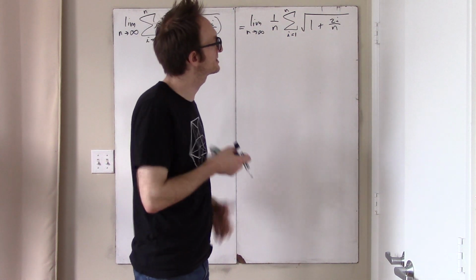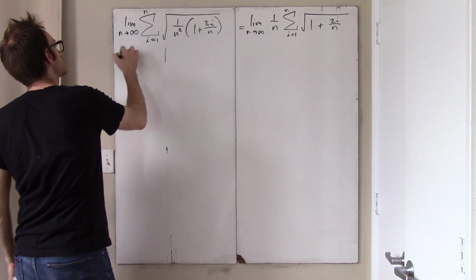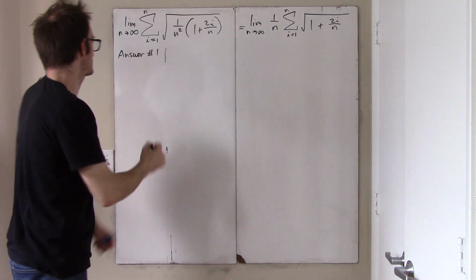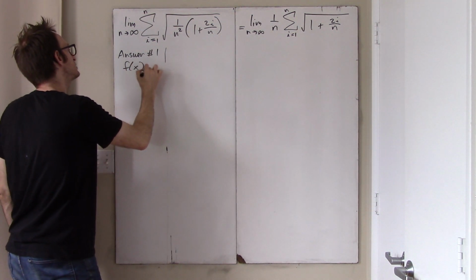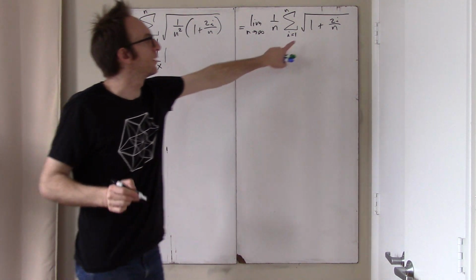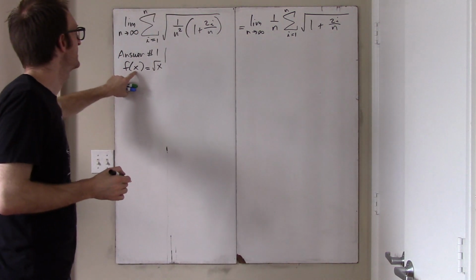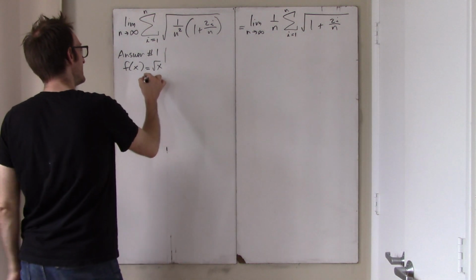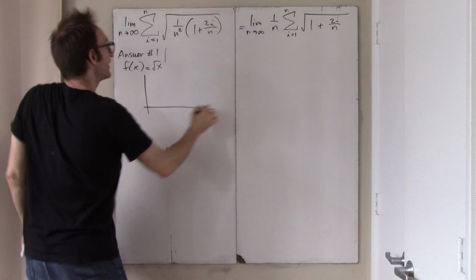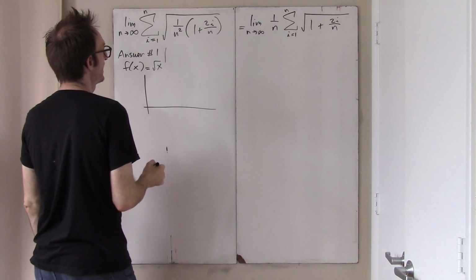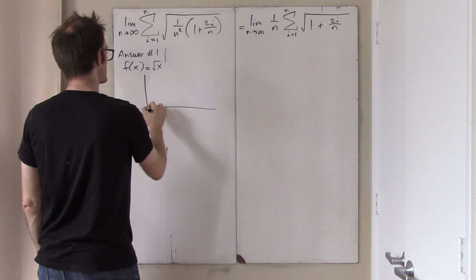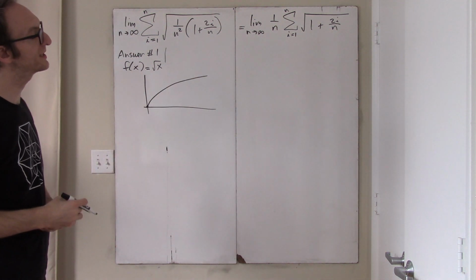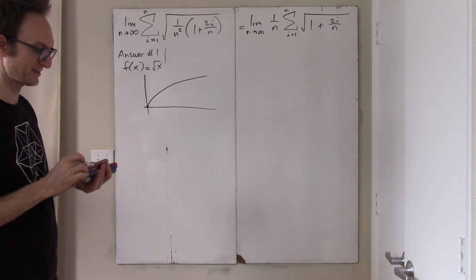Here's answer number one: the function is just root x. If you just look at this Riemann sum and decide that the function is root x, then you are not wrong. Let's now see what that yields. Well, I can draw the root x function, and I will draw it. There it is. Alright, what kinds of things am I plugging into the root x function?